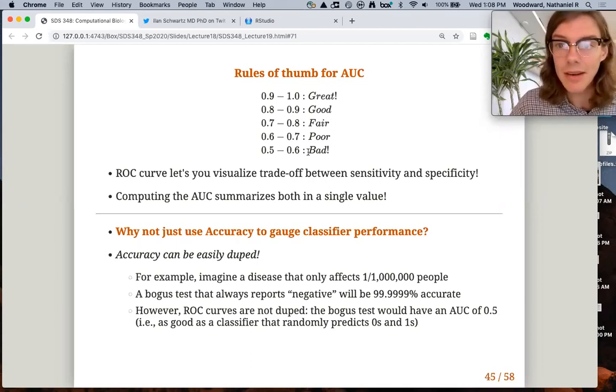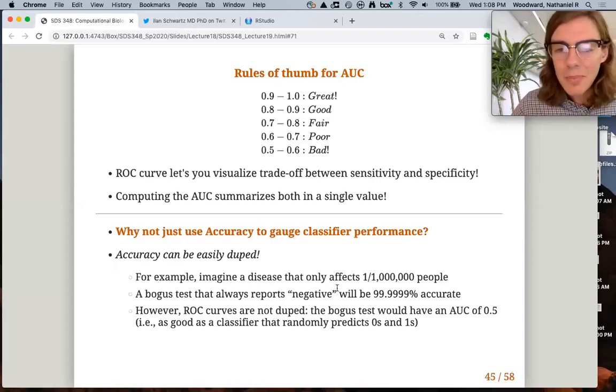It's going to get it right. It's only going to get it wrong for that 1 in a million people who have the disease, right? Most of the time it's going to be saying benign, benign, benign, and the people are going to be benign, benign, benign, right? It's only going to mess up for that 1 in a million. And so accuracy makes that test look really good when in fact the test is complete crap, right? It's just predicting 0 every time.